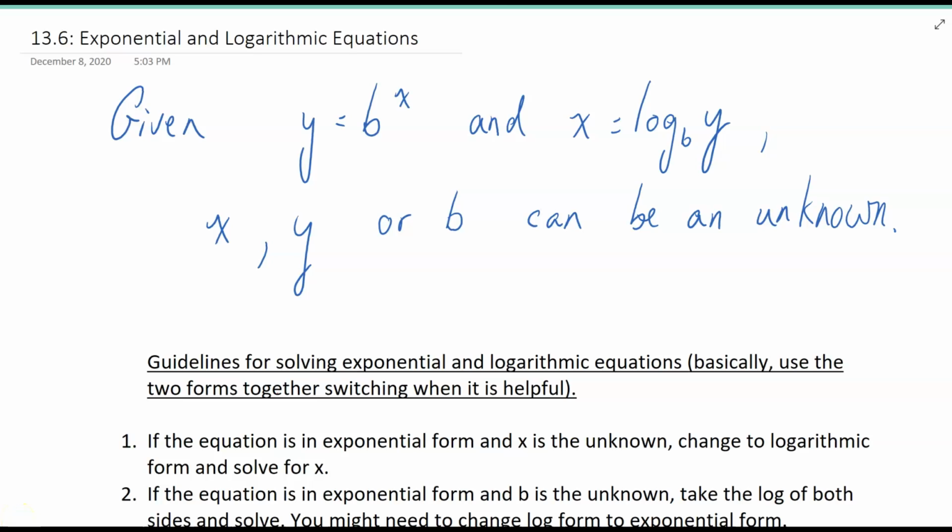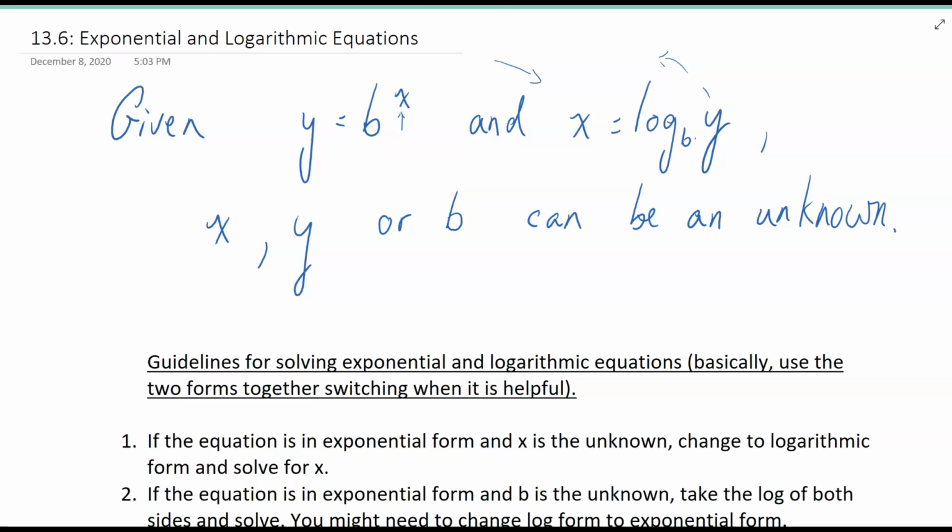In this video, we'll take a look at solving exponential and logarithmic equations. And to do so, sometimes we have to use the other form. To solve an exponential equation, if the unknown is in the exponent, we have to convert it to log form. To solve a logarithmic equation, if the unknown is the argument or the base, sometimes we have to switch it back to exponential form.